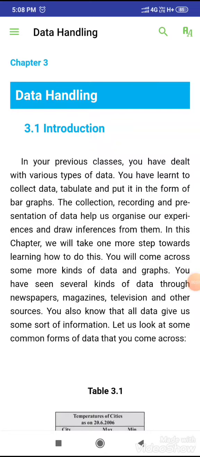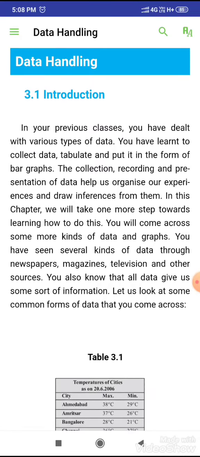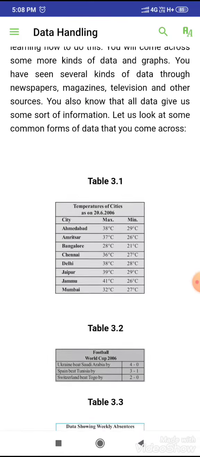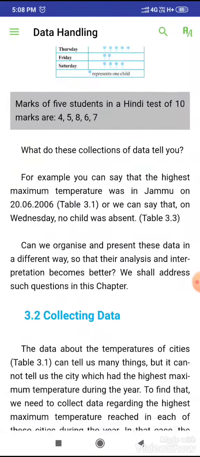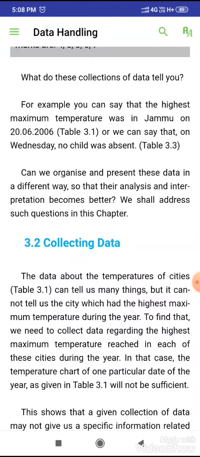Hello students, today we are going to start the third chapter of class 7, data handling. In your previous classes you had learned about various types of data. You learned about the collection of data, tabulating the data and putting it in the form of bar graphs. So in 7th class you will learn some more about data handling. Now let's start our chapter with the first topic, and the first topic is collection of data.